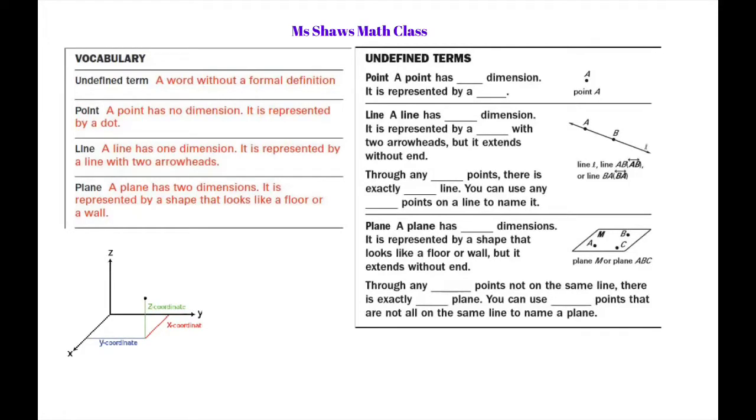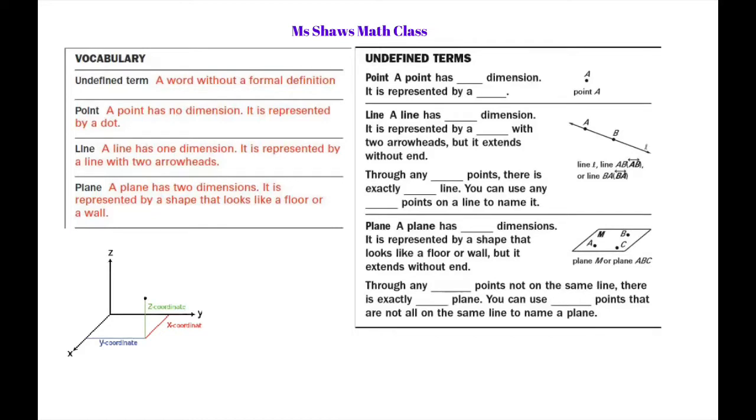Hi everyone. This is a beginning vocabulary video for when you start geometry. Most of the slides here have the answers on them already, but I just want to go over a few things. Basically, we have three undefined terms. Undefined term means a word without a definition, and that's point, line, and plane.